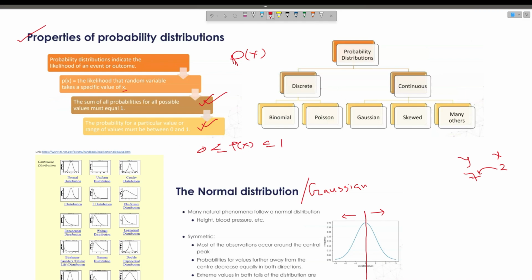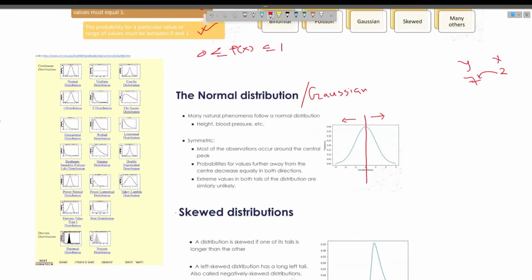Now this probability distribution can be classified into discrete and continuous. Discrete can be like binomial and Poisson, and for continuous you can have Gaussian, skewed and many others. The graphs for them can be found at a link, which I will share. You can see different kinds of graphs for the probability distributions, but we are much more interested in the normal distribution, which is called the Gaussian normal distribution, and also in the skewed distribution.